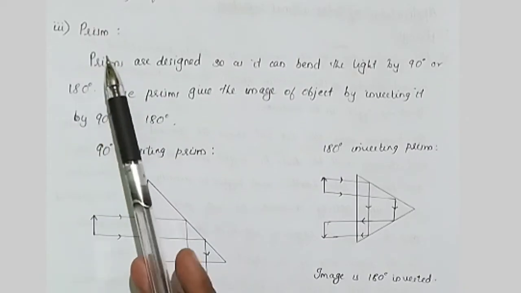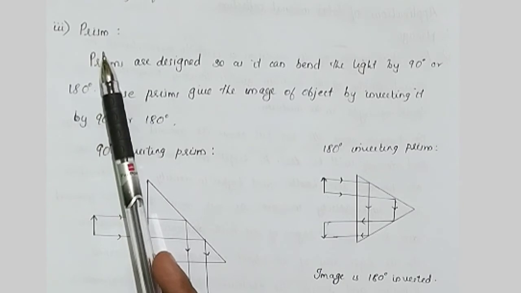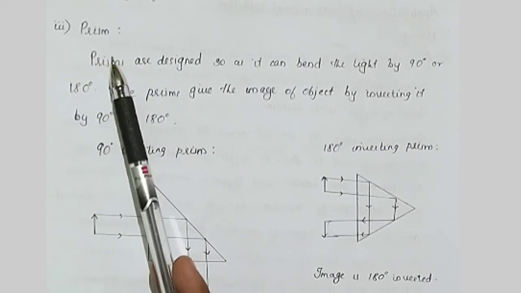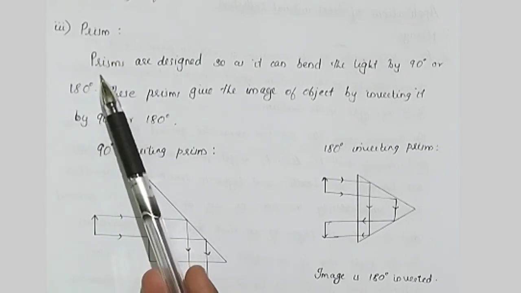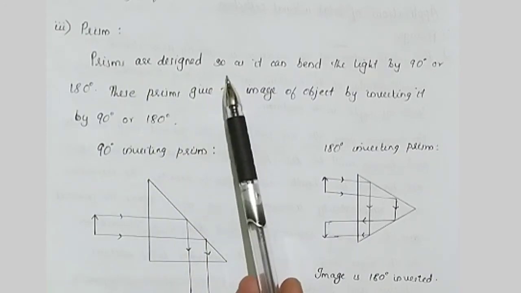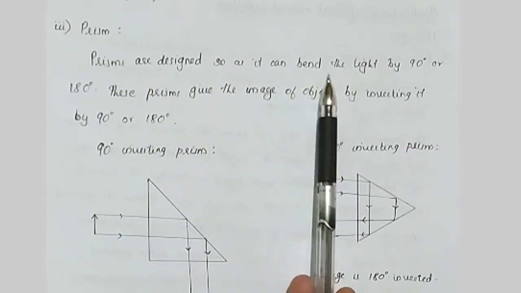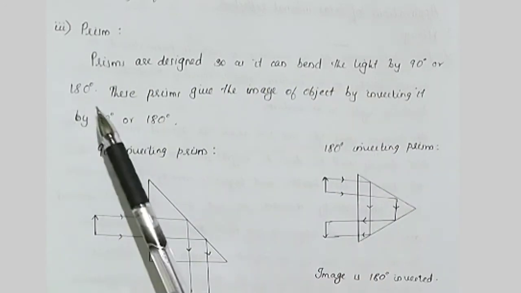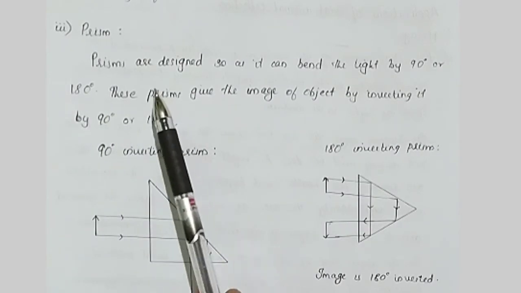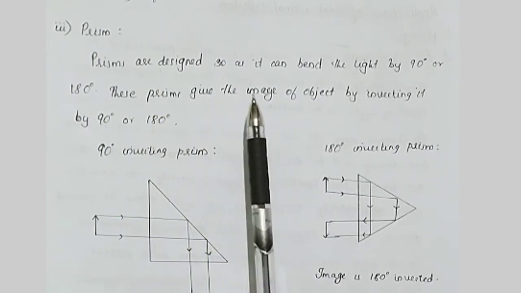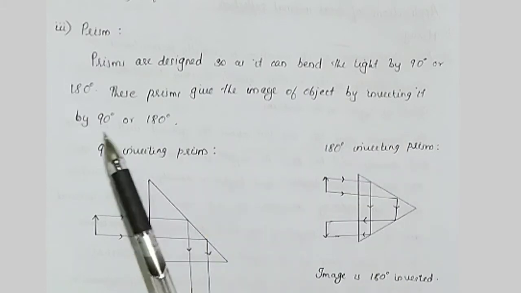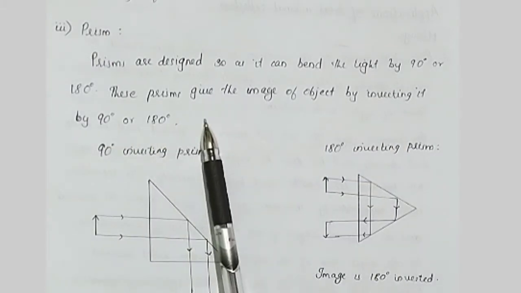The next application of total internal reflection is the image formation from a prism. So prisms are designed in such a way that the light can bend by 90 degree or 180 degree, and these prisms can give the image of the object by inverting it by 90 degree or 180 degree respectively.